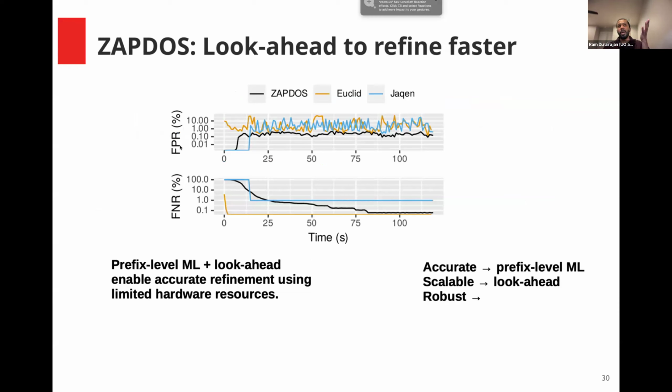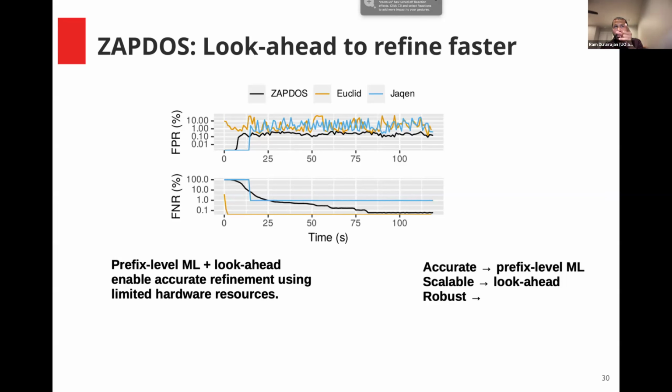As you can see, on the y-axis we show the false positive rate as well as the false negative rate, and it is much better than the state of the art for both. Within about 100 seconds, we can actually generate accurate attack sources in a scalable fashion, whereas some of the state of the art struggle with high false positive rate and high false negative rate.